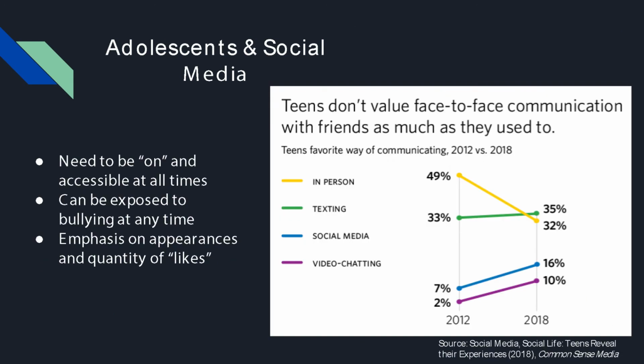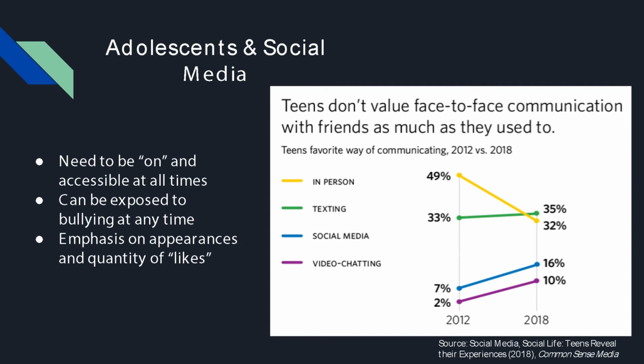So I think the big thing to take away from this is that this research indicates that teens don't value face-to-face communication with friends as much as they used to. This is data from 2012 to 2018, just a 6-year difference, where teens had to say what their favorite way of communicating with their friends was. While half said they prefer in person in 2012, that dropped down to 32% in 2018, and it was pretty much on par with texting by then. Texting didn't really change, but the in-person preference really dropped.